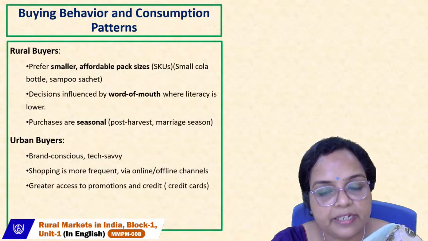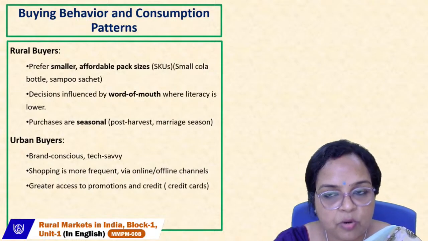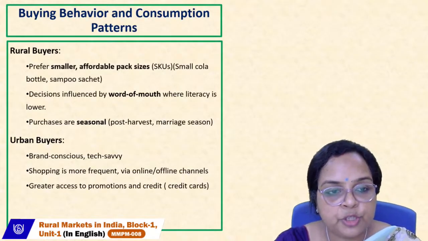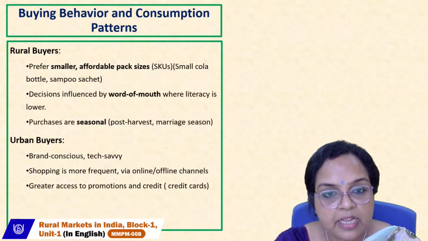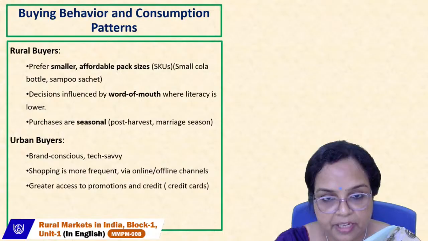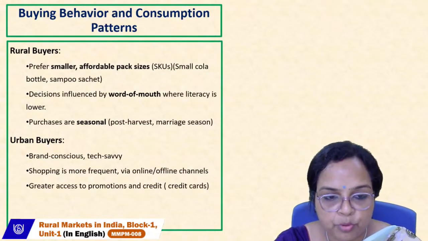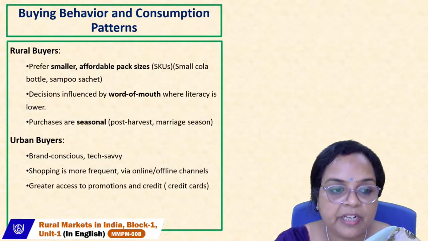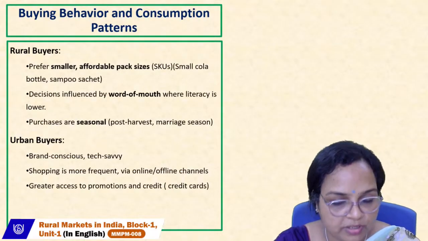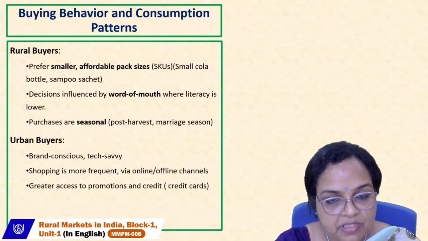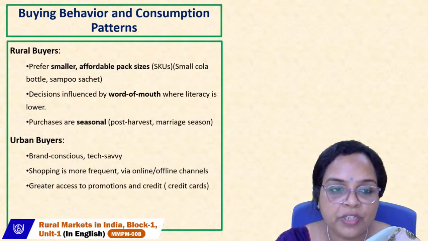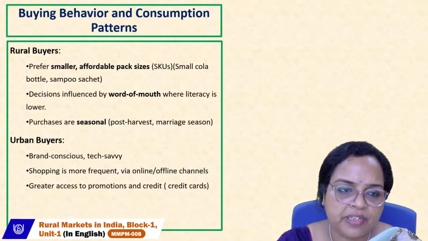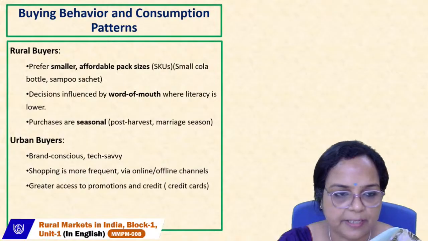Then it comes to buying behavior and consumption pattern. Both are consumers, let it be rural or urban. Consumers are always there to consume the marketer's product. Rural buyers always prefer smaller, affordable pack sizes, that is known as SKU, stock keeping units. Suppose they need shampoo to use, they will go for a shampoo sachet. But urban buyers will go for shampoo bottles because they have higher paying capacity. But in the rural belt, they always go for smaller pocket size products because of price, because of affordability, because of single use. Many factors are there.